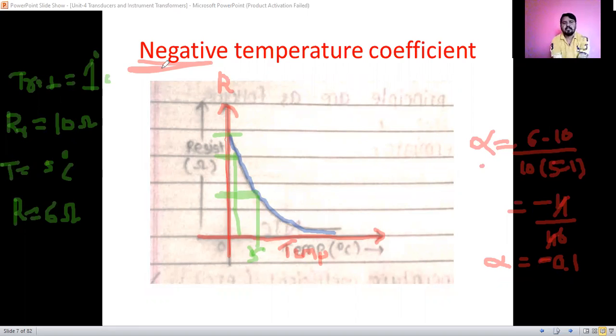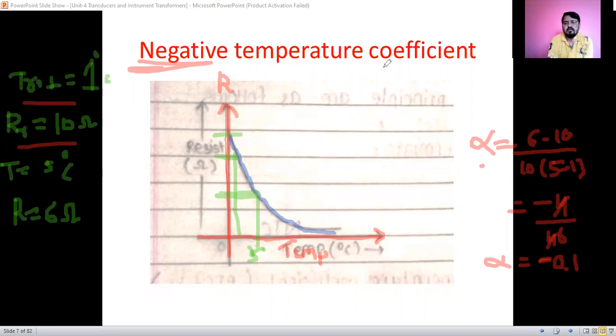For that reason, we are going to call this the negative temperature coefficient. When the temperature increases, the value of the resistance decreases. For the positive temperature coefficient, the resistance was directly proportional to the temperature. But here the resistance is inversely proportional to the temperature. If the temperature increases, resistance will decrease. If the temperature decreases, then resistance will increase.